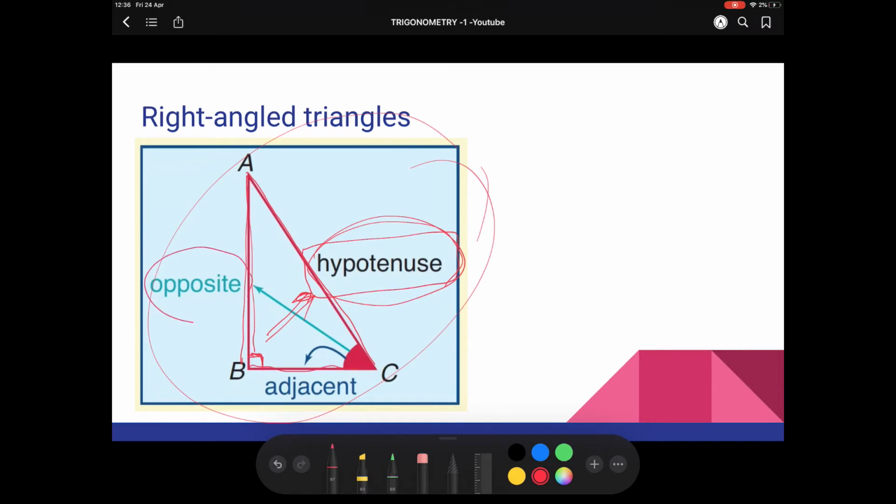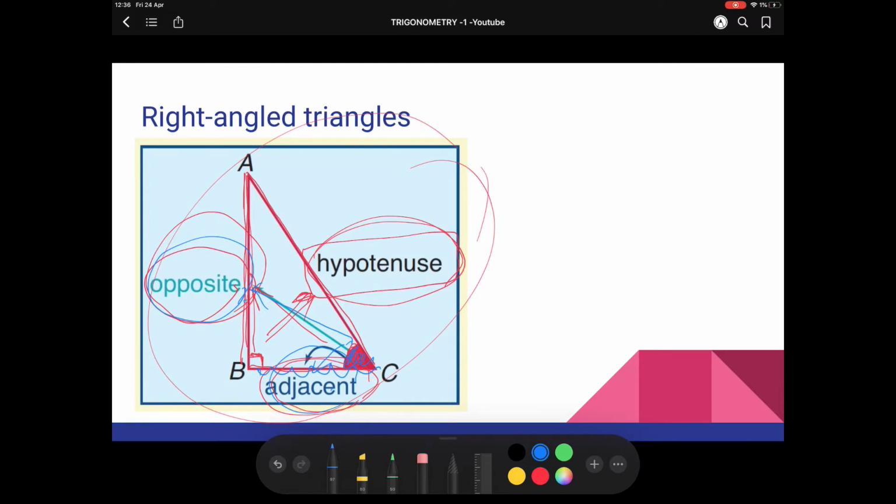I am going to attribute some new names for them, either opposite or adjacent, according to one specific angle that we have chosen. Let's say according to this angle, the side that is opposite is going to be named opposite, and the side next to this angle is called the adjacent side. So opposite, adjacent, and hypotenuse.